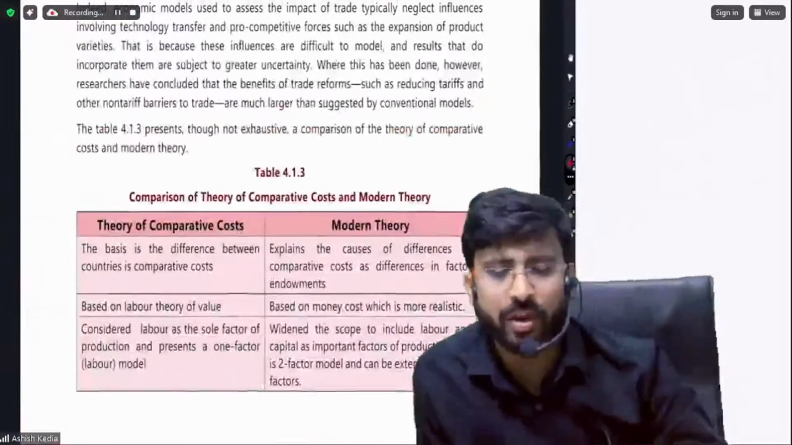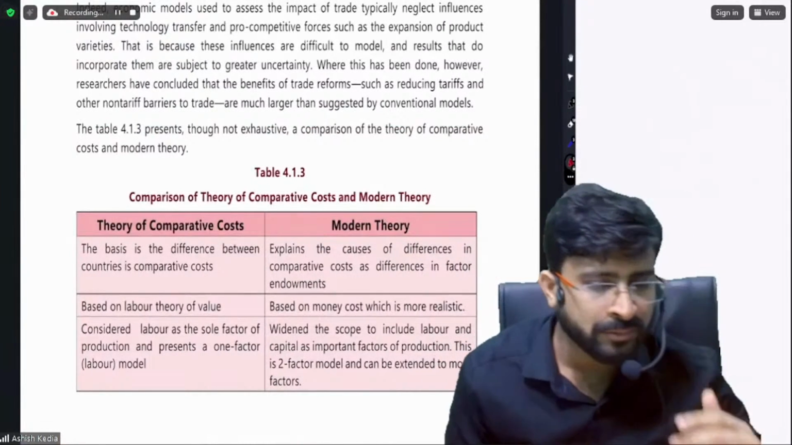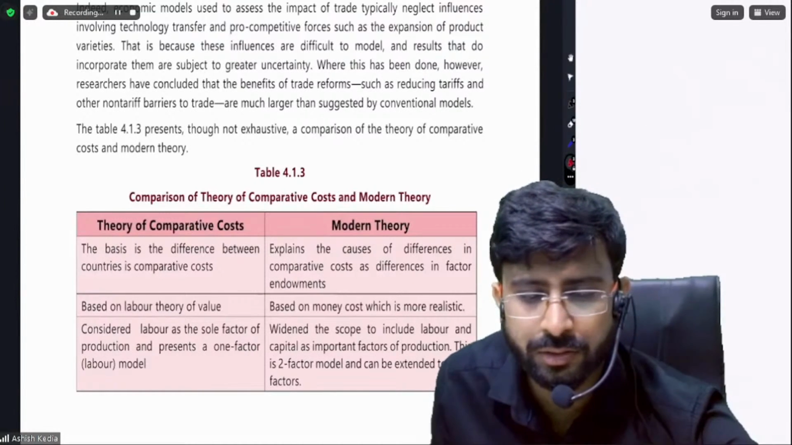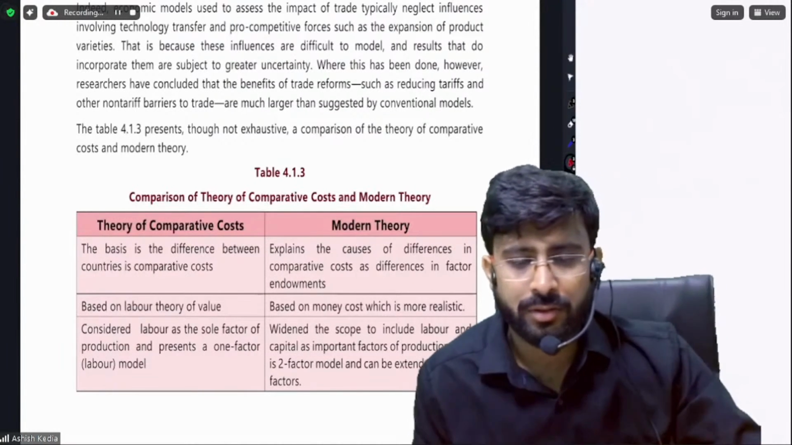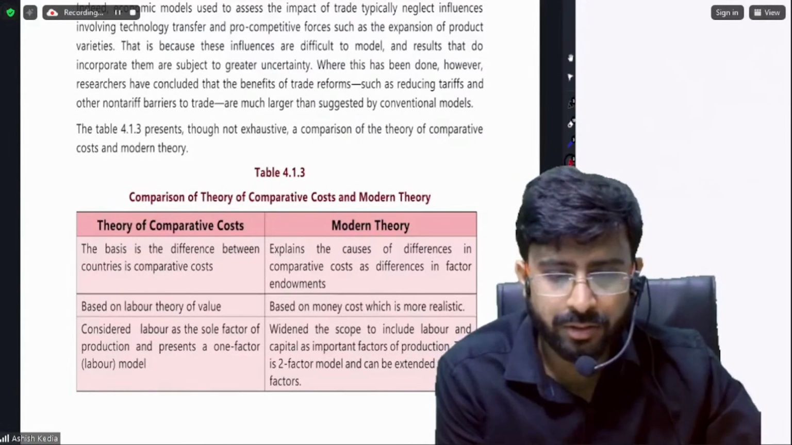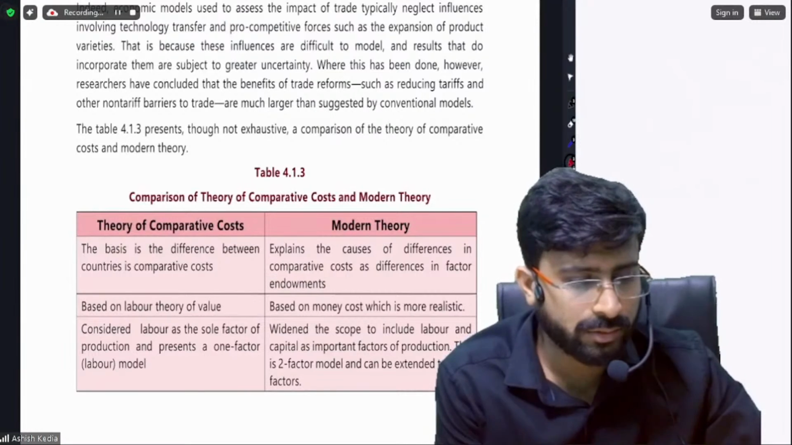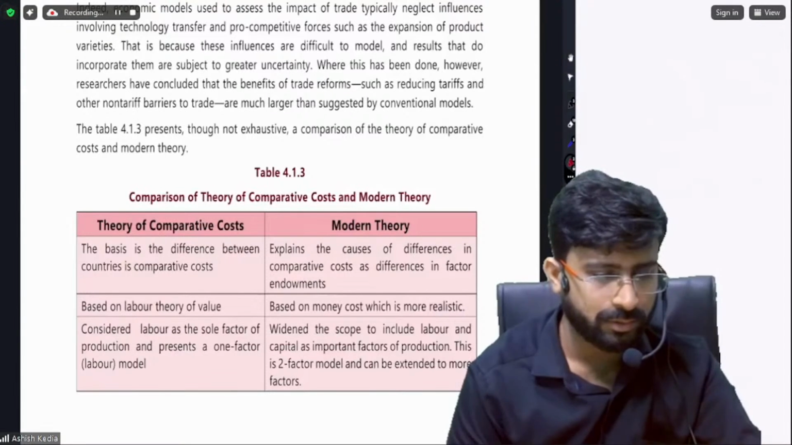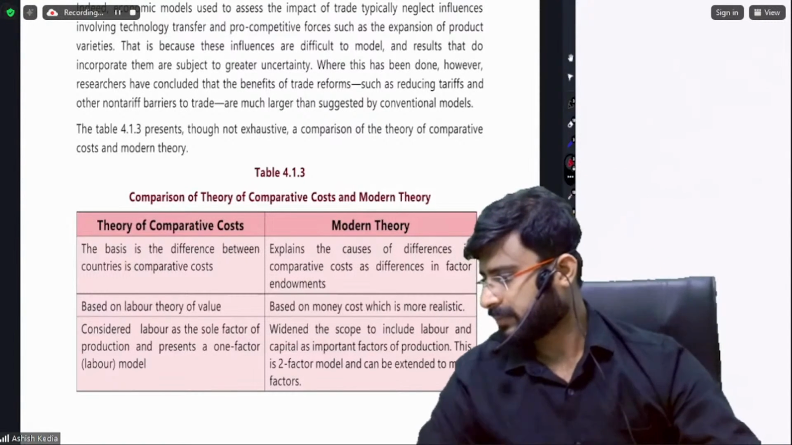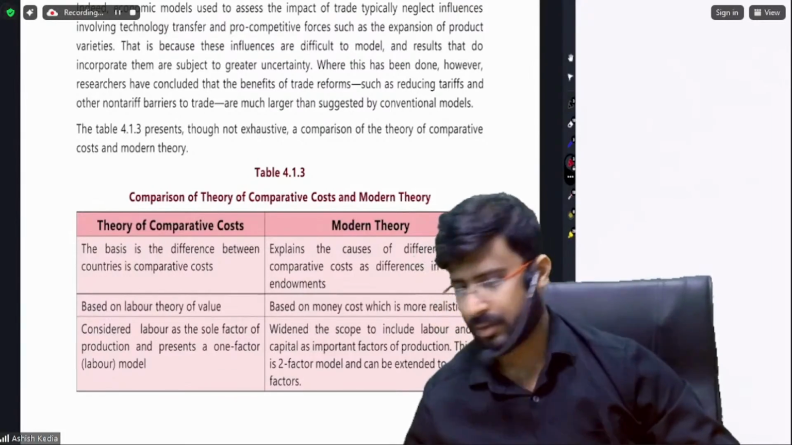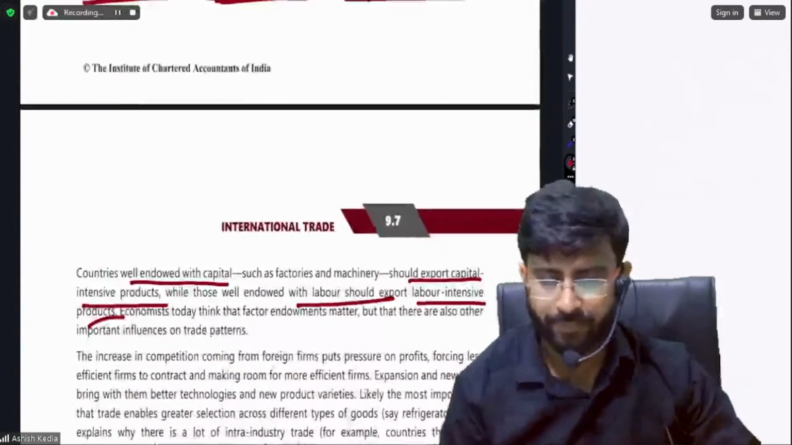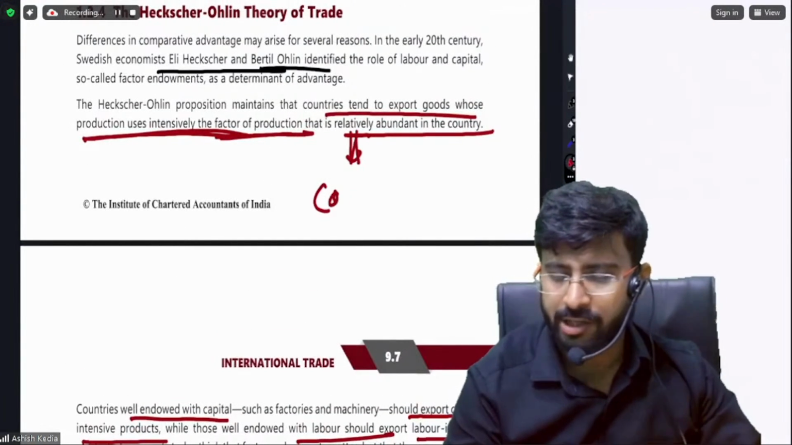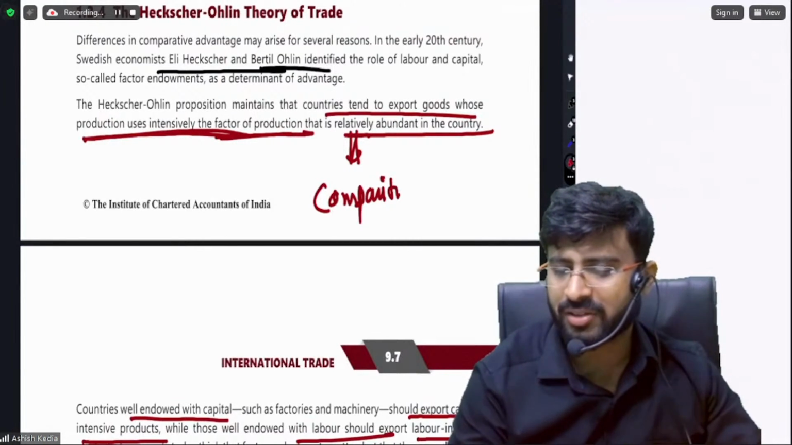Friends, is that clear? Yes or no? Understood, friends? Relatively means comparatively. One of you asked the meaning of relatively. It means comparatively.